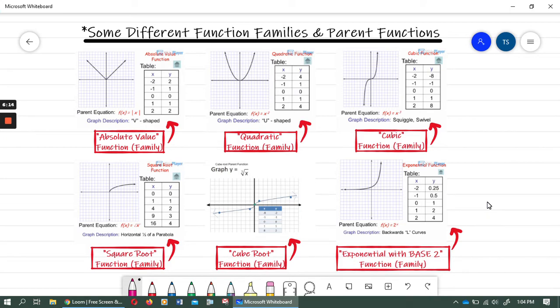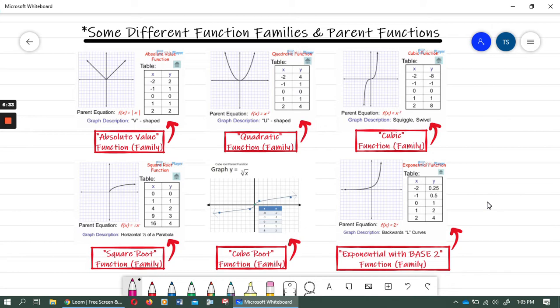All right, so here we go. We're going to introduce to some of y'all, and present to others, all of these, or at least some of these different function types. First up on deck, y'all, we've got the absolute value function family.